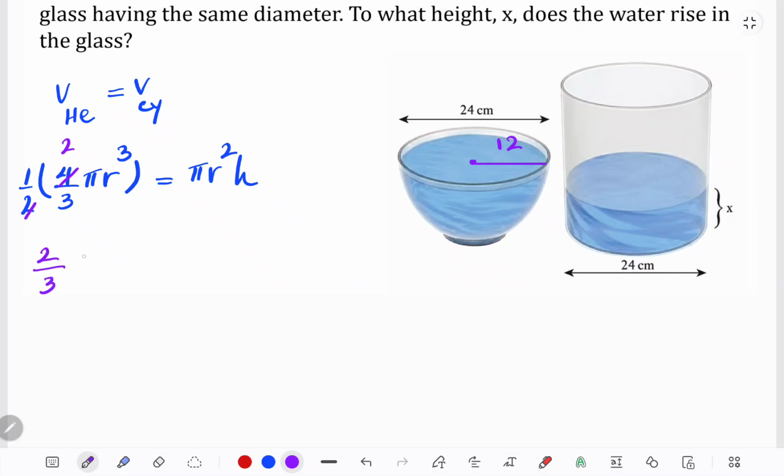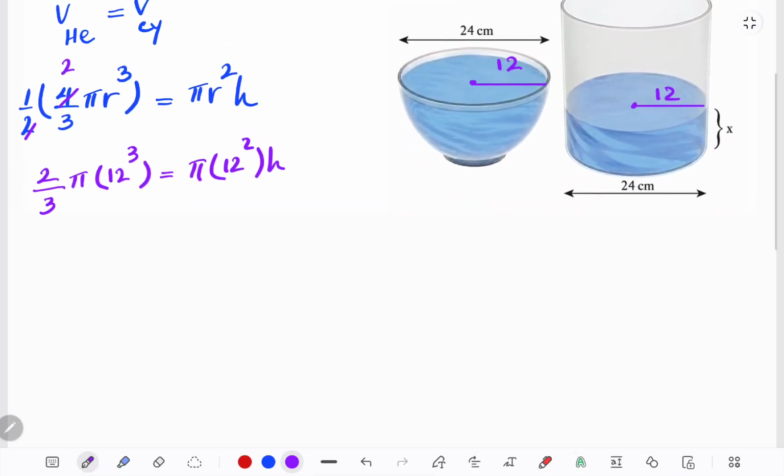So 2/3 pi 12 cubed equals pi, and r, this is the radius of the base, which is half of 24, and it's 12. 12 squared times h, and h here is x. Okay, and now we need to find x.